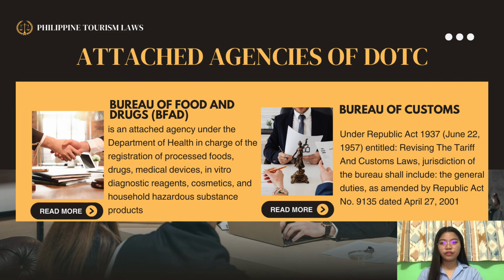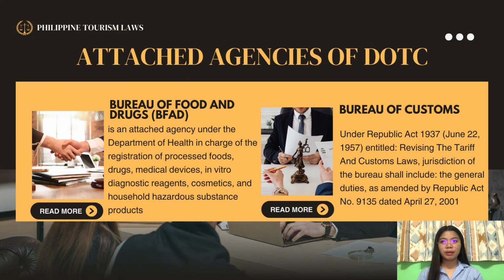Next is the Bureau of Food and Drugs, or BFAD. It is an attached agency under the Department of Health in charge of the registration of processed foods, drugs, medical devices, in vitro diagnostic reagents, cosmetics, and household hazardous substance products.